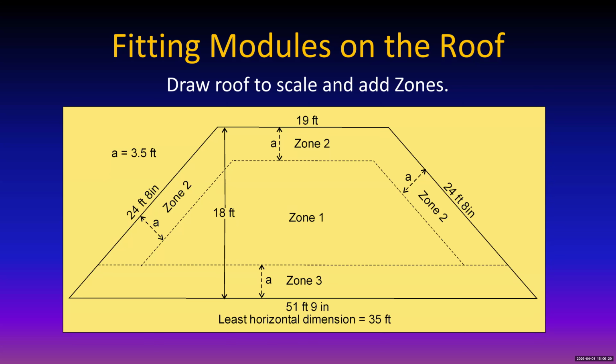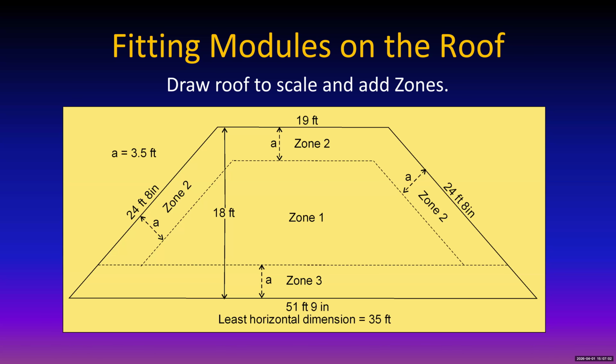Because of the dimensions of the building, we're able to define A. And in this particular case, it turns out to be 3.5 feet. That's 10% of the least horizontal dimension, which is 35 feet, or no less than 3 feet. So we now have defined for a hip roof zones 1, 2, and 3. And we'll see what that means in a minute. But anyway, this is the starting point.